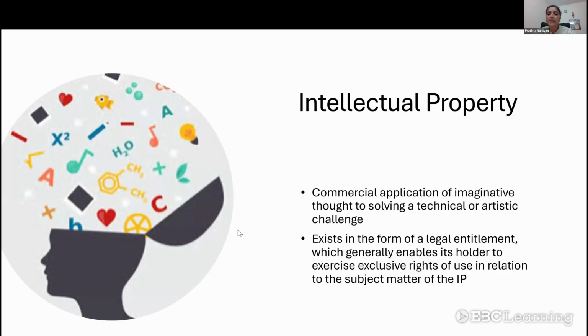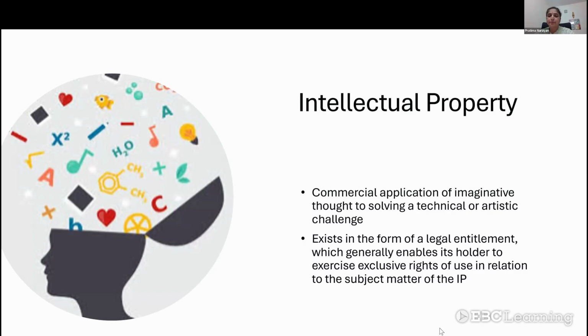So, what happens in case of intellectual property? It is all about commercial application of imaginative thought through solving technical and artistic challenges. This is the way I would perceive IP. So, it is basically a commercial application of whatever your imaginations are so that you are able to solve a technical or an artistic challenge. And it exists in various forms like a legal entitlement and various others.